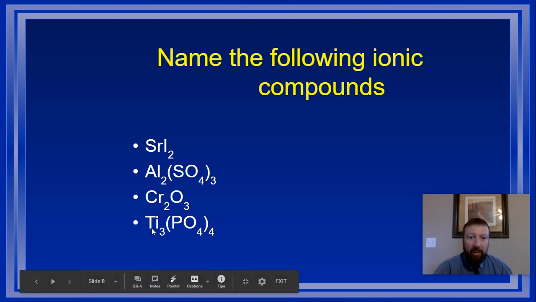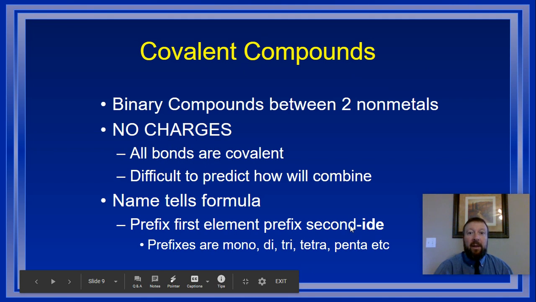And then you can combine both of them. This is titanium, which is a 4+, so titanium(IV) phosphate. And that's basically how you name ionic compounds.